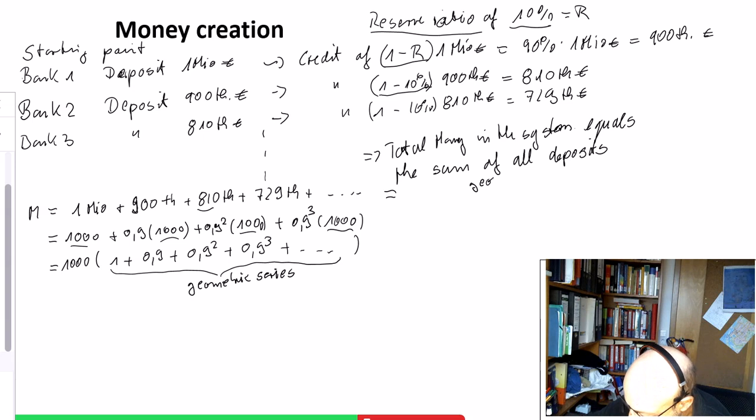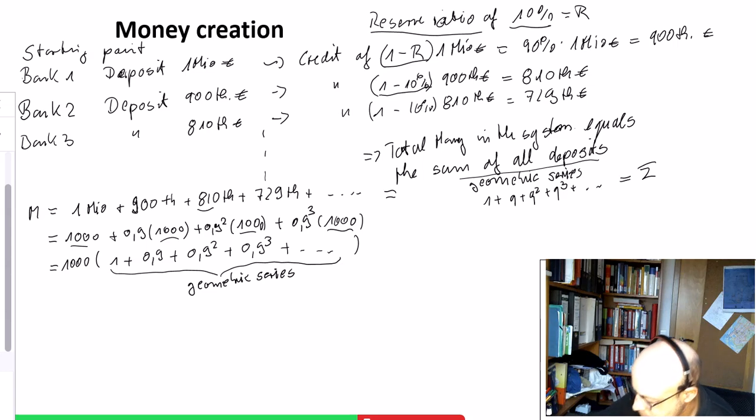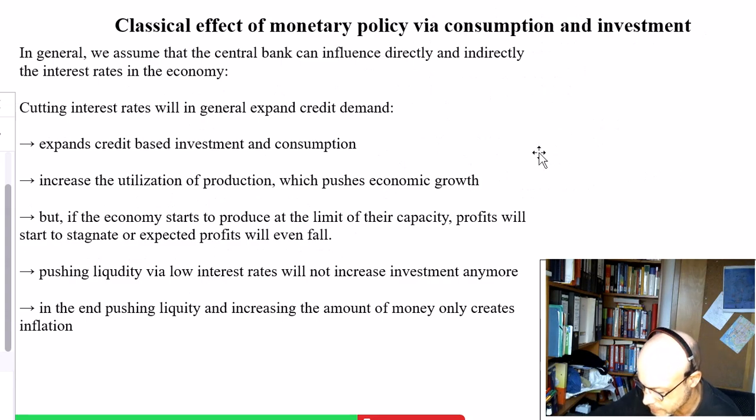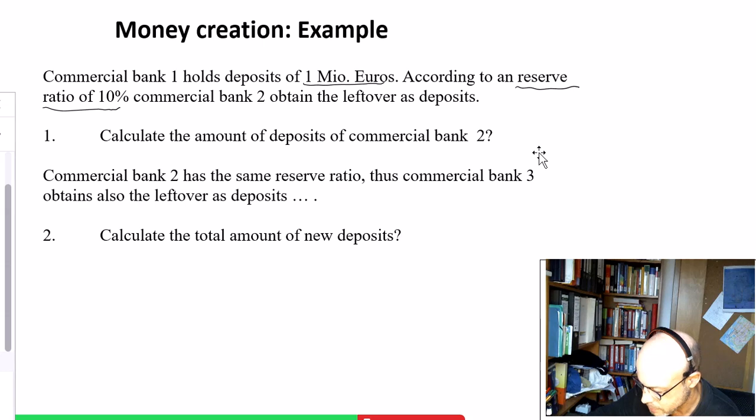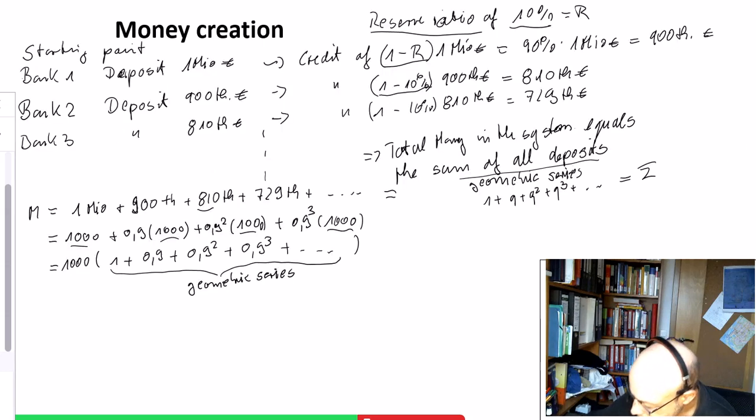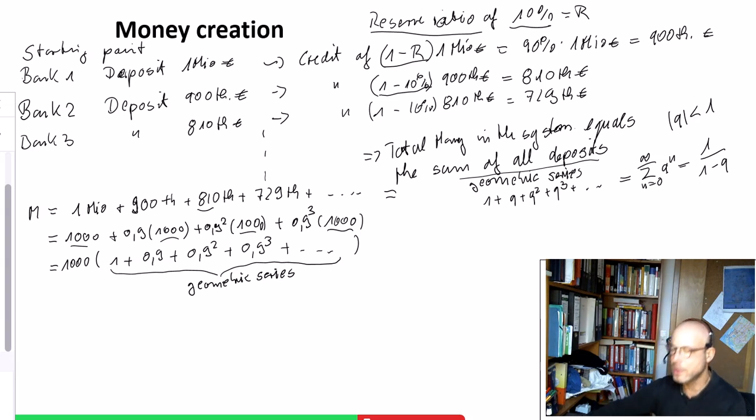So geometric series, let me remind you. This is just 1 plus q plus q squared plus q cubed and so on, or written with a summation operator, the sum of q to the n, n equals 0 to infinity, is 1 over 1 minus q, and the absolute value of q has to be smaller than 1.